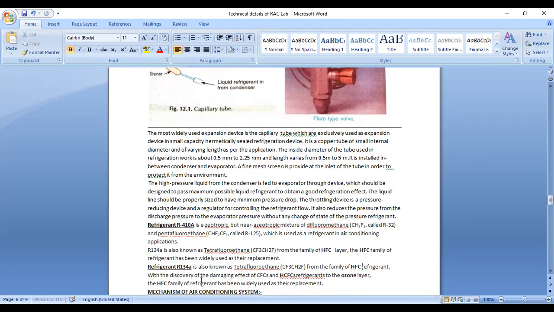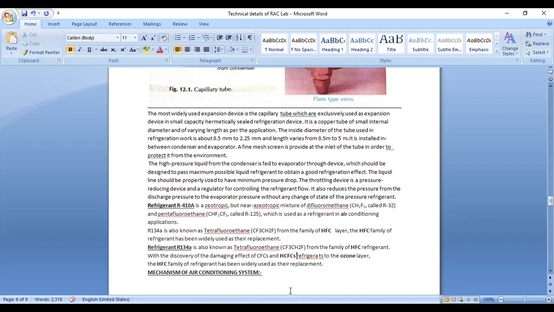Scientists discovered the damaging effect of CFC and HCFC refrigerants on the ozone layer itself. The HFC family of refrigerants has been widely used as their replacement. So R134a, tetrafluoroethane, from the HFC refrigerant family, came after the discovery of the damaging effect of CFC and HCFC refrigerants on the ozone layer. HFC kind of refrigerant is widely used as their replacement itself.